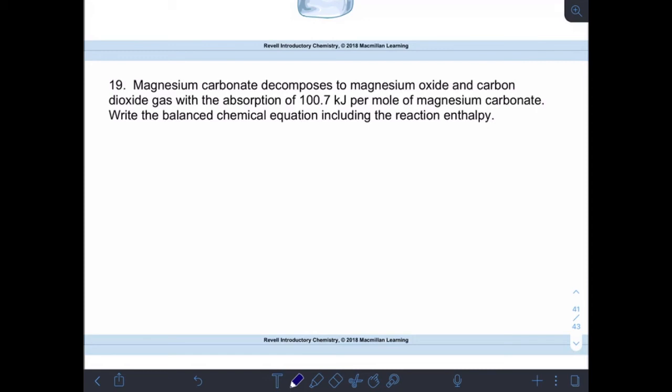So let's start with the reaction part. It says magnesium carbonate decomposes. The formula for magnesium carbonate is MgCO3, remember, because we have magnesium 2 plus and carbonate 2 minus, so they go together 1 to 1. And it says that it decomposes, so it doesn't react with anything, it just breaks apart into magnesium oxide and carbon dioxide gas.